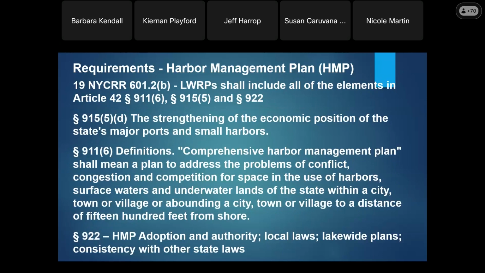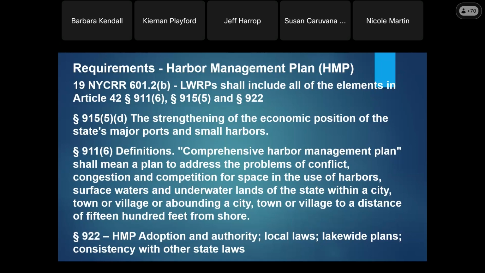So now let's shift slightly and talk about harbor management plans. And the requirements for these are, again, laid out in the regulations, but they are much more specific than the general LWRP inventory and analysis requirements. In 601.2 and 603, there's very specific requirements for harbor management plans.